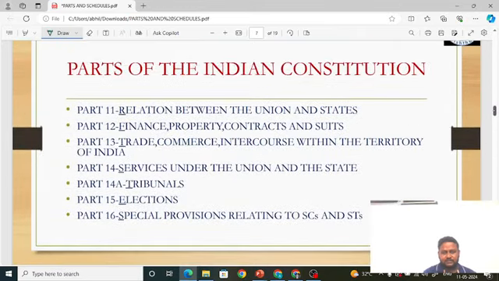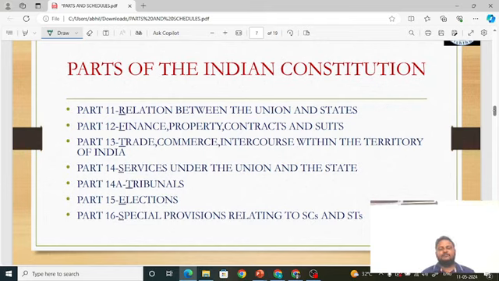Parts 11 to 16. Okay, part 11 talks about the relation between union and states. What do you mean by relation between union and states, friends? It can be administrative relations, financial relations, executive relations. When we study this, it is a separate topic. After studying the union and state governments, we will be learning about the relation between them.